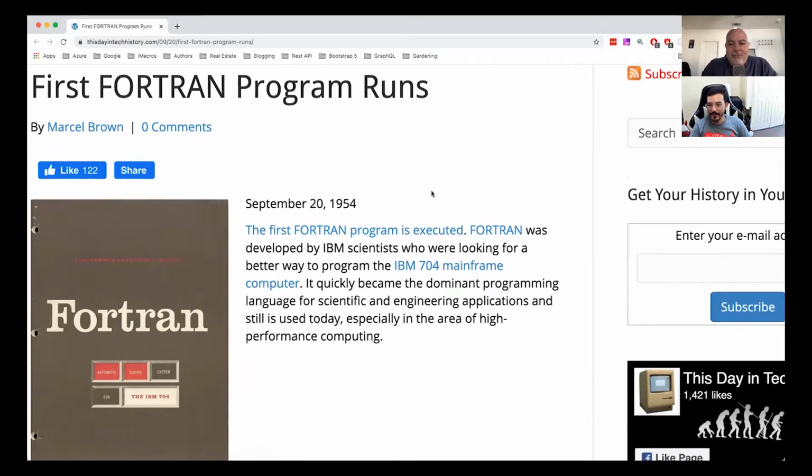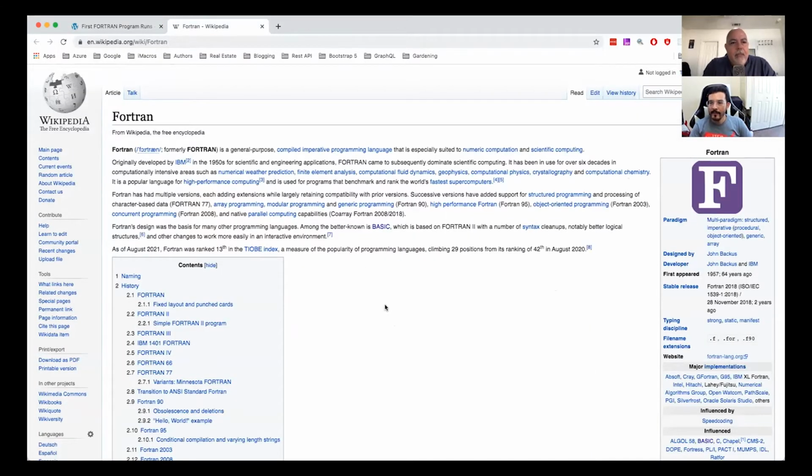What is FORTRAN? FORTRAN was developed by IBM scientists who were looking for a better way to program the IBM 704 mainframe computer. I wonder, let's look at when FORTRAN was actually created. And it was a scientific and engineering application. So it was basically for scientific calculations, it looks like. Yeah. High performance computing. Yeah. In 2003, it became object-oriented, concurrent, parallel computing. Wow.